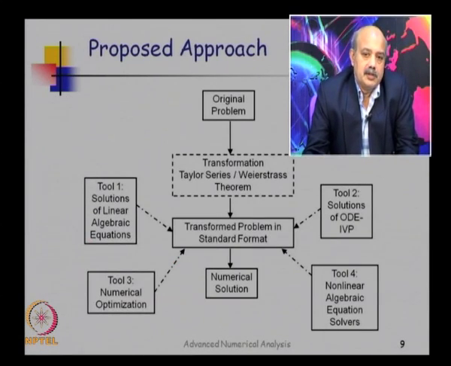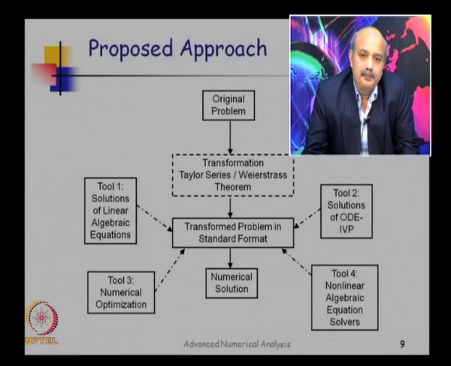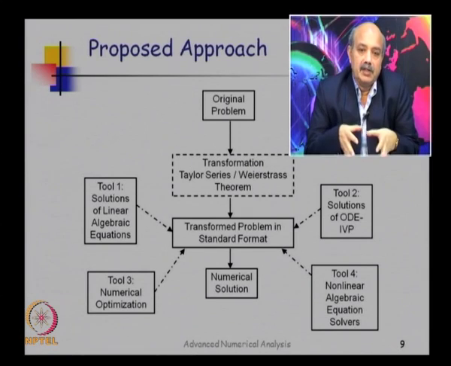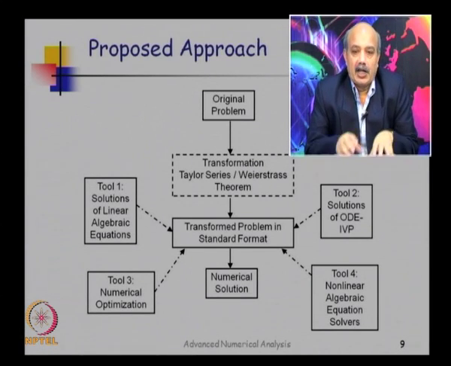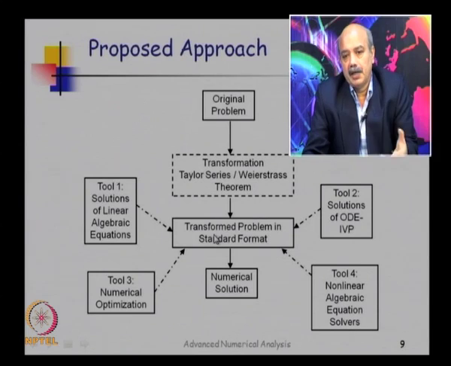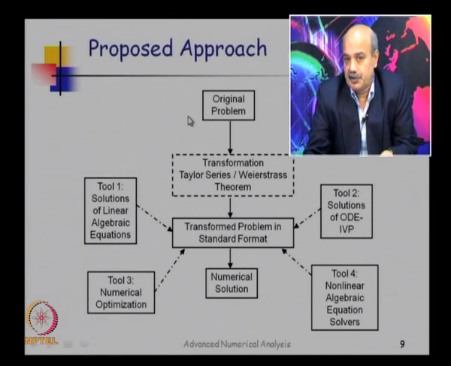So this is, if I just put this into a pictorial form, then you have an original problem. This original problem might be a partial differential equation. Then you take this original problem, use principles developed in the approximation theory, and transform it to what I have called here a standard form. A standard form, what I mean by standard form here, is a computable form. Okay. So this original form might be a partial differential equation.